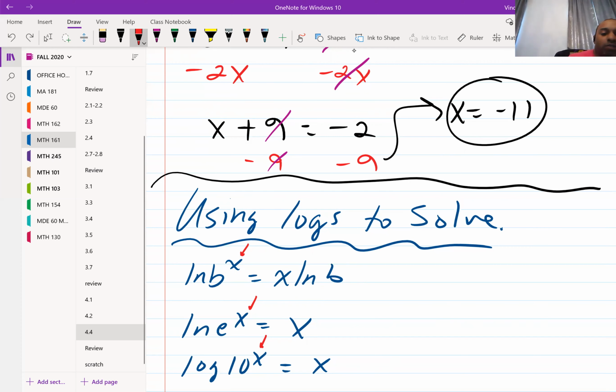Another way is that the natural log applied to e is going to cancel out and leave us with just x. And then the common log applied to 10 will do the same thing, cancel out and leave us with just x. So those are the things that we're going to emphasize in these few problems. Want to make sure that we are okay with using logs in order to solve.